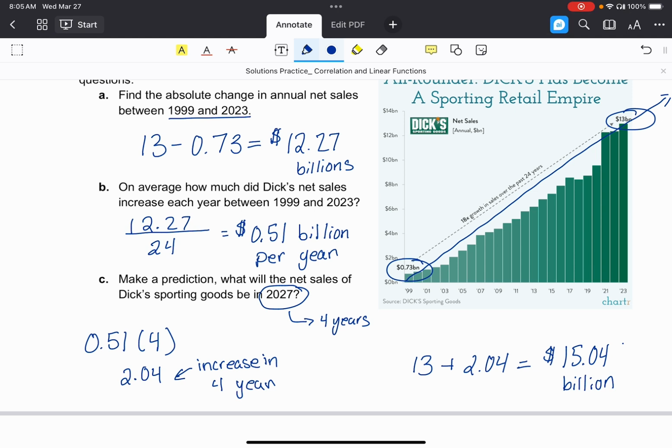Hopefully this helps you on these first two problems. On the back side, we're going to turn our focus a little more to scatter plots and correlation and how we make these same types of predictions when we have a lot more data points.